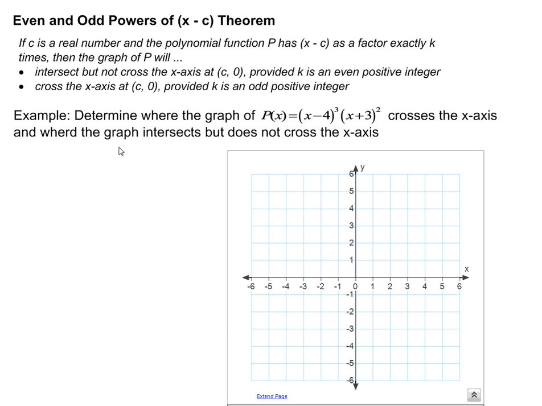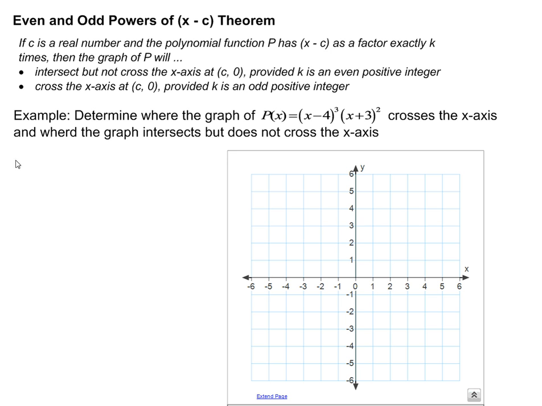All right. Well, what does that mean? Let's determine this graph's behavior at these points right here. We've got this polynomial. It's already in factored form, right? P of x is equal to x minus 4 to the third power times x plus 3 to the second power. If we were to write that out, what does that actually mean?